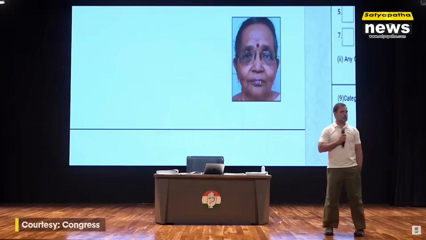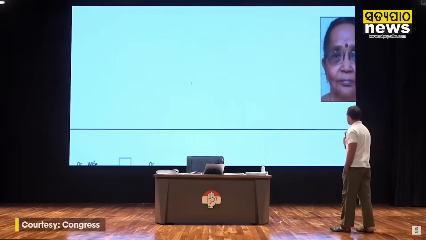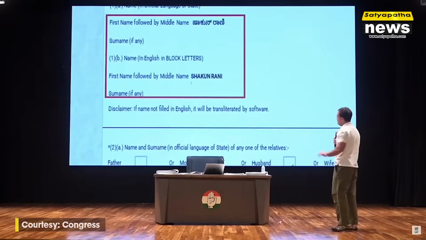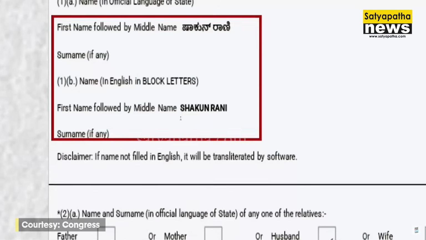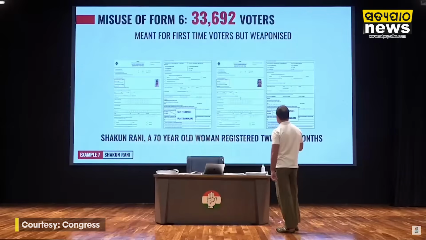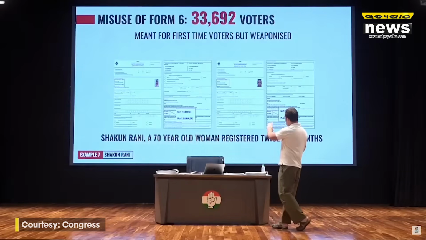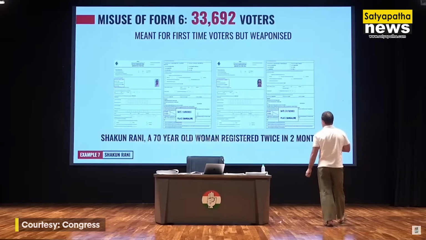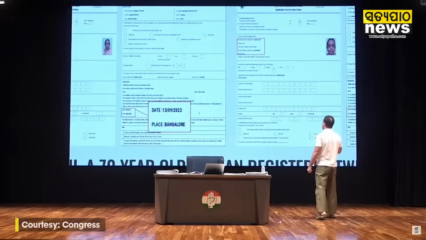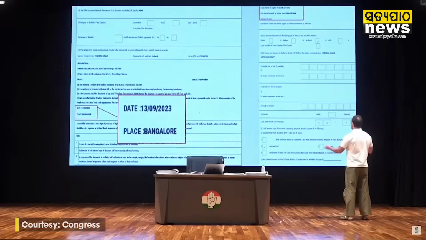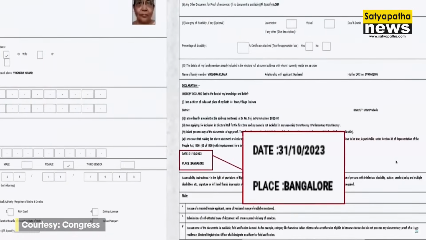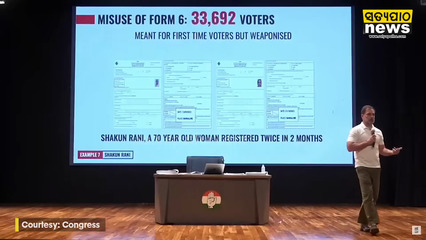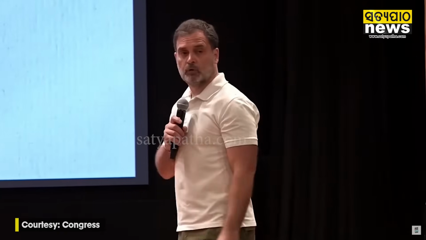And this is now suddenly a new voter. Go back. Now she has no surname, but her first name is Shakun Rani. Right? Go back. But what's really interesting here, now she uses this form twice. She uses it first on the 13th, 13/9/23, and then she does it again 31/10/23. So she becomes a voter twice, and then the beautiful thing is, show us the next slide, she actually votes twice. Or somebody votes twice for her.